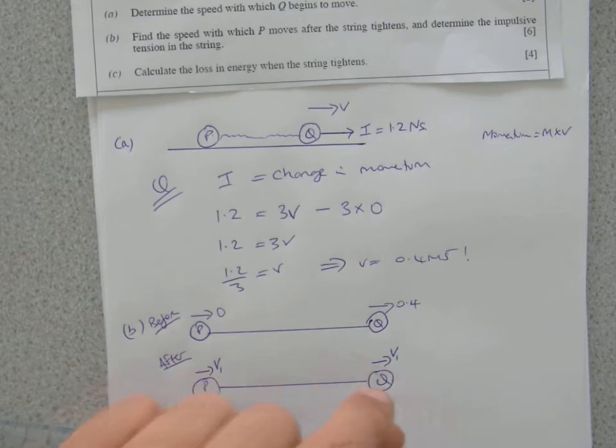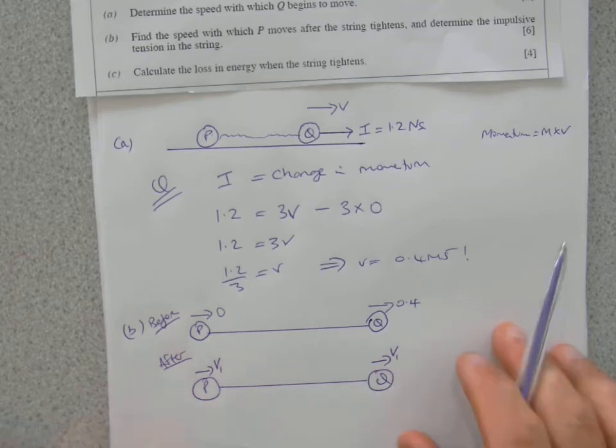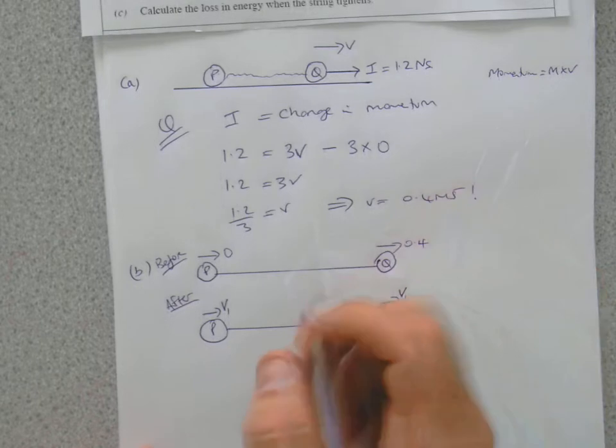And it continues, but P will have exactly the same speed as Q because they're connected by this string. The string is taut, so they're going to be going at the same speed for this string to be constantly taut, right? Same speed, so they set off both with V1. So all you've got to do is use the conservation of momentum, okay?